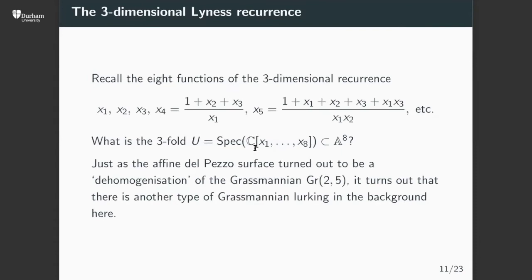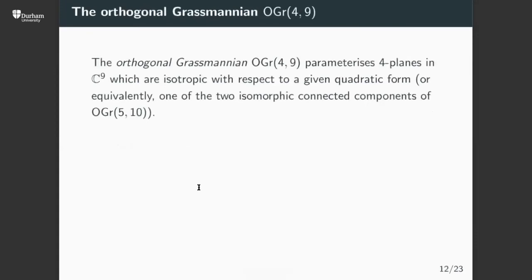And so just as the affine del Pezzo surface was a kind of dehomogenized version of this Grassmannian Gr25, it turns out that there is another kind of Grassmannian lurking in the background here, and that's precisely the Grassmannian I mentioned in the title of my talk. So I actually wrote OGr 510, but the orthogonal Grassmannian OGr 49 is isomorphic to it. There's a reason why I've changed notation that I'll say in a minute.